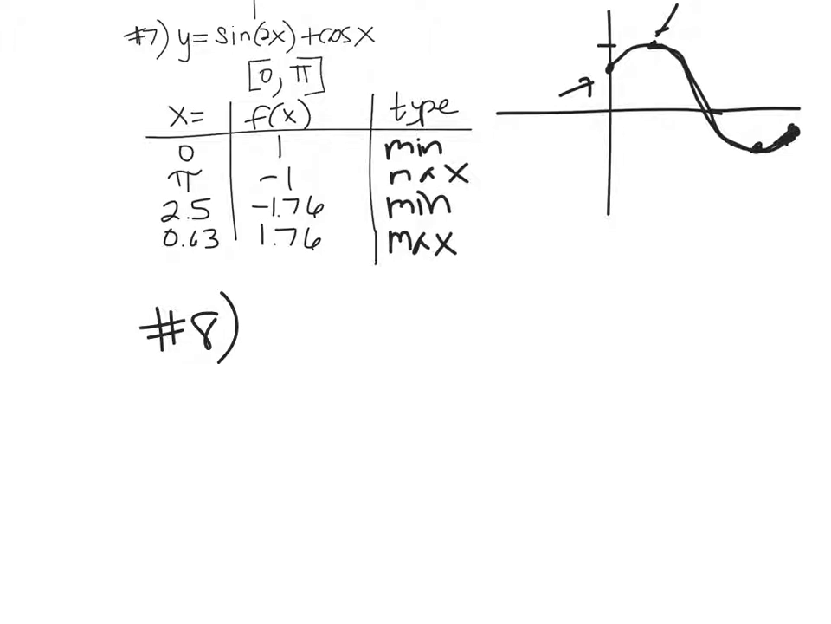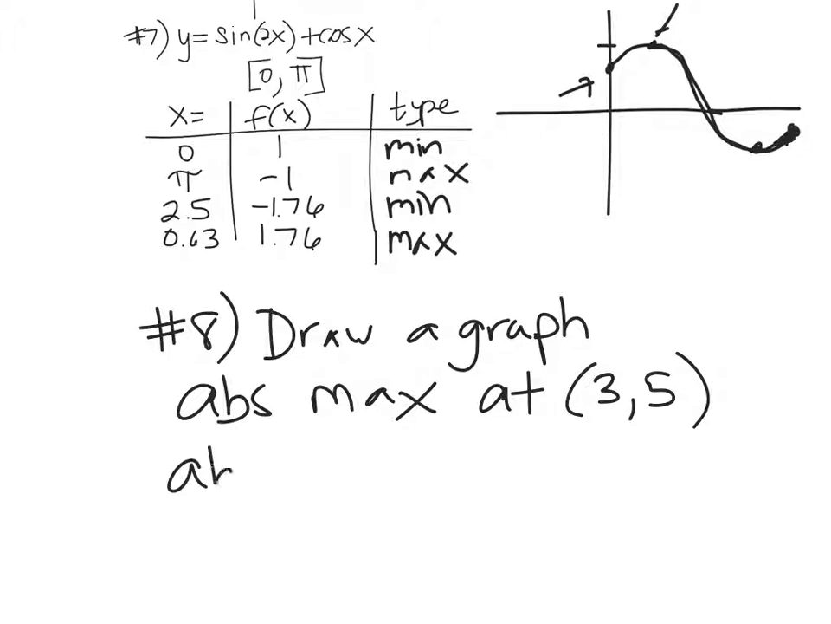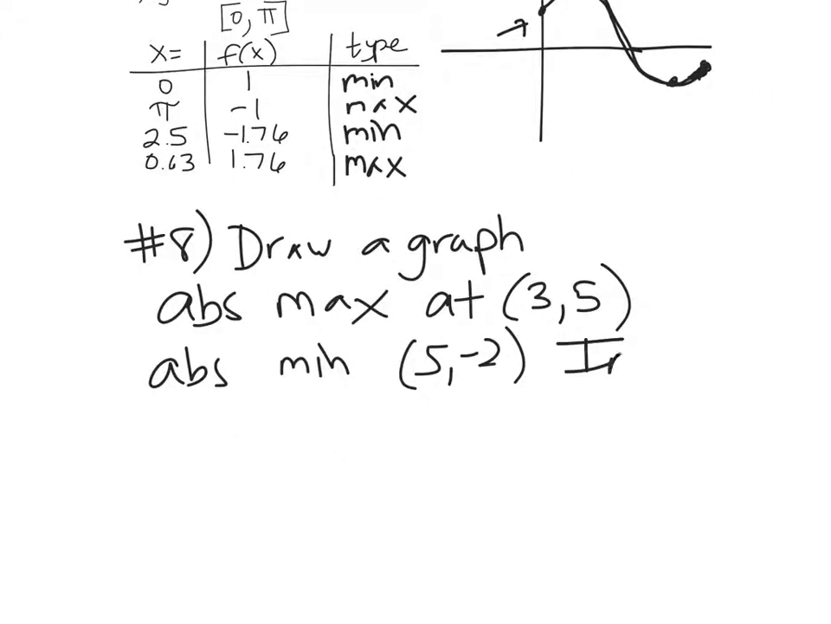I want you to draw a graph. It's like one of those open-ended questions that there's more than one answer. Draw a graph that has an absolute max at 3, 5, an absolute min at 5, negative 2, on the interval 0, 10. Oh, 0 is not included. Okay, this is for you.